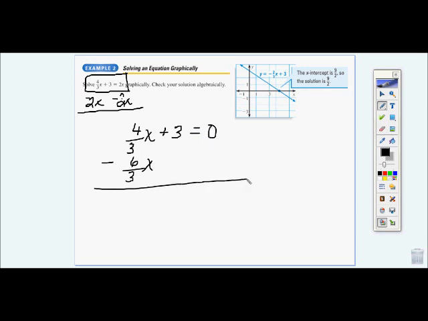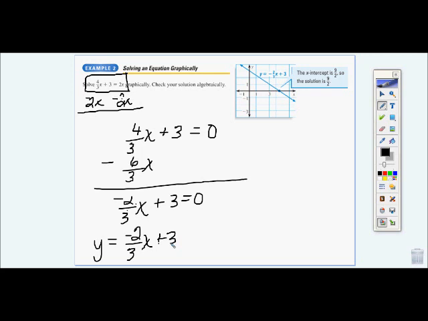As I do that, I'm going to get 4 minus 6, which is a negative 2/3 x plus 3 equals 0. Now I can change it into slope-intercept form by replacing the 0 with a y. y equals negative 2/3 x plus 3.